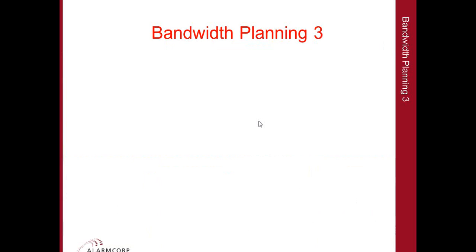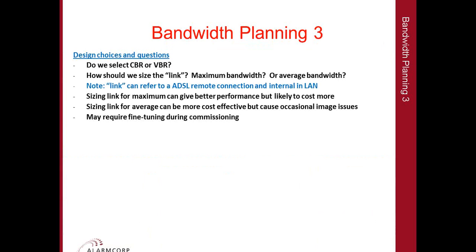So which do we choose? How do we select? And what do we size the link at? Do we pick it for the maximum bandwidth or do we pick it for the average bandwidth? Now in this context the link can refer to an ADSL connection, or it can even be the internal link on a LAN if we're talking about sizing up a quality of service rule.